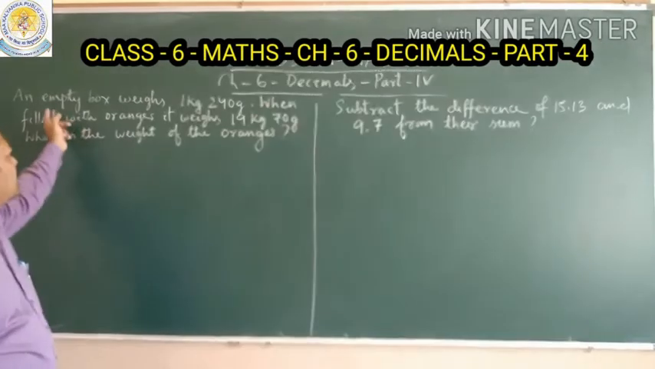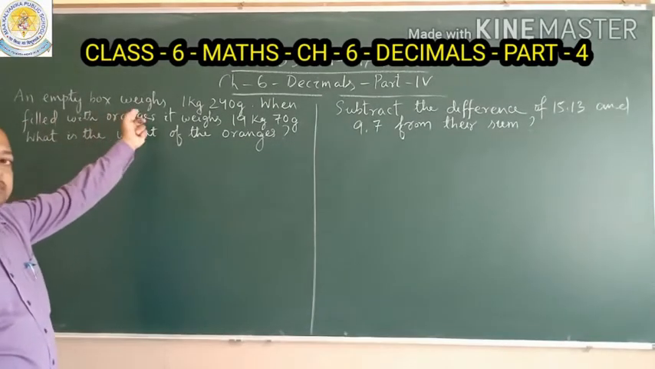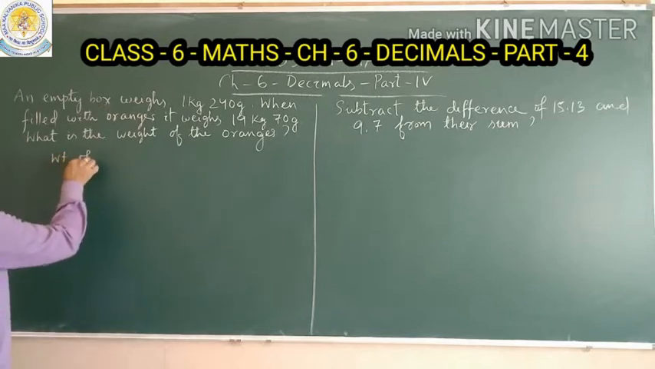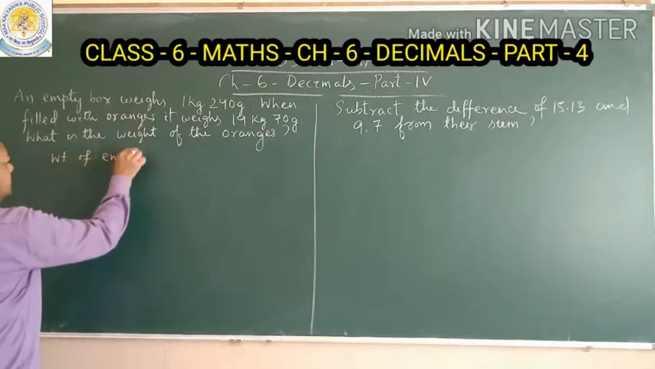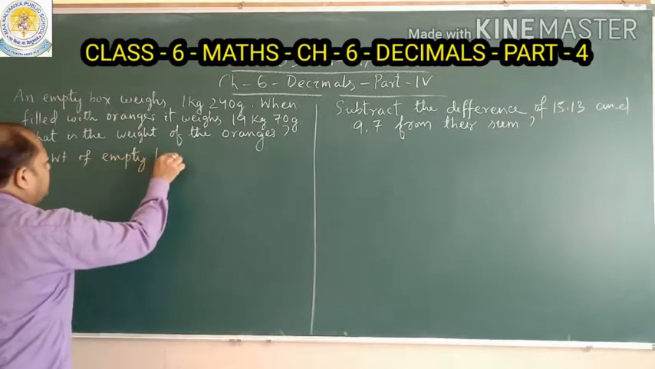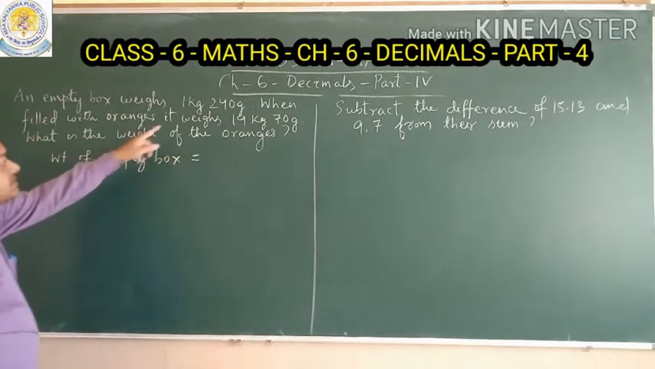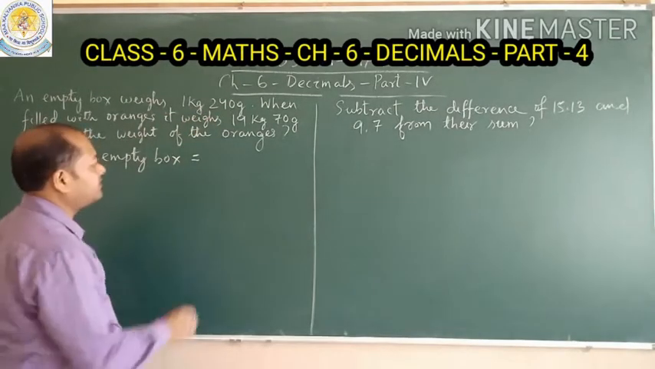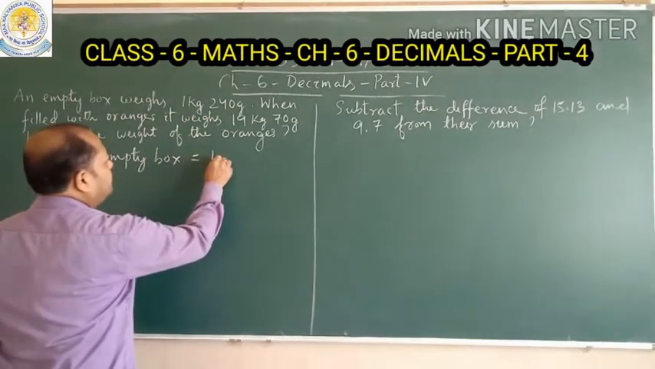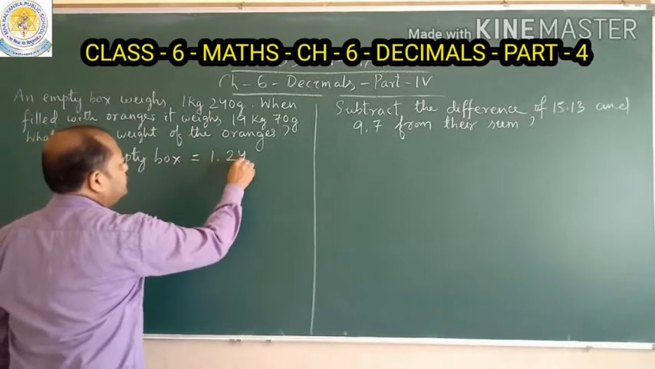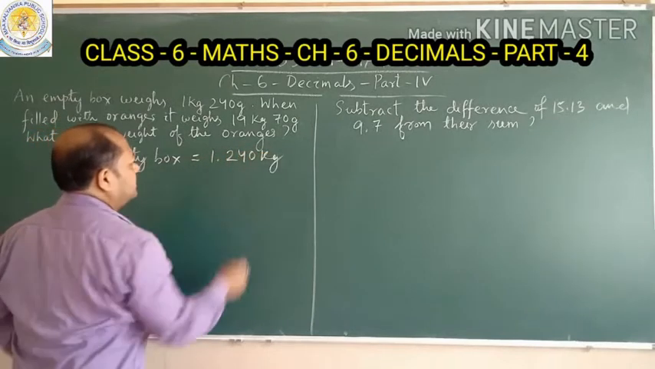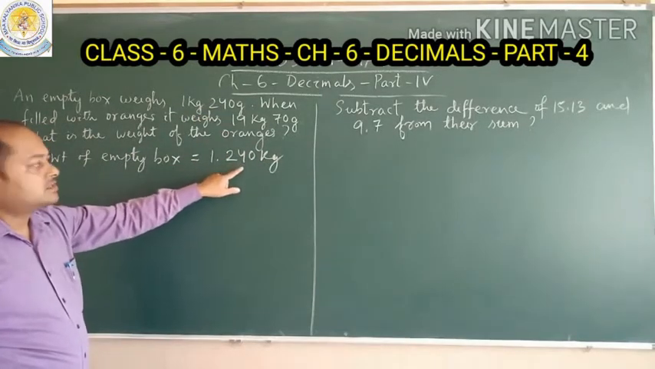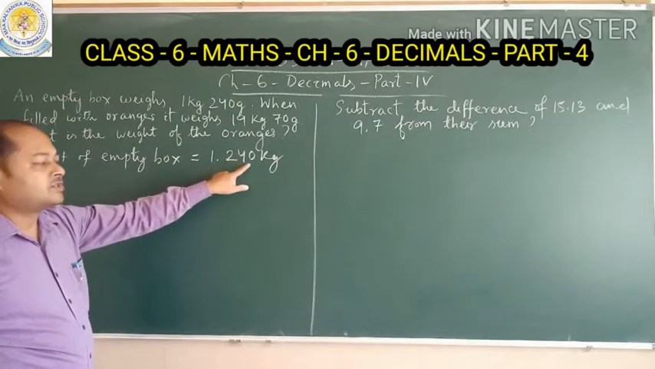So the first line says the weight of the empty box. So write down weight of empty box equal to how much? That is 1 kg 240 gram. So 1 kg 240 gram can be written like this: 1.240 kg. Because after the decimal 3 places are there, we can write it like this: 3 places, 1.240 kg.